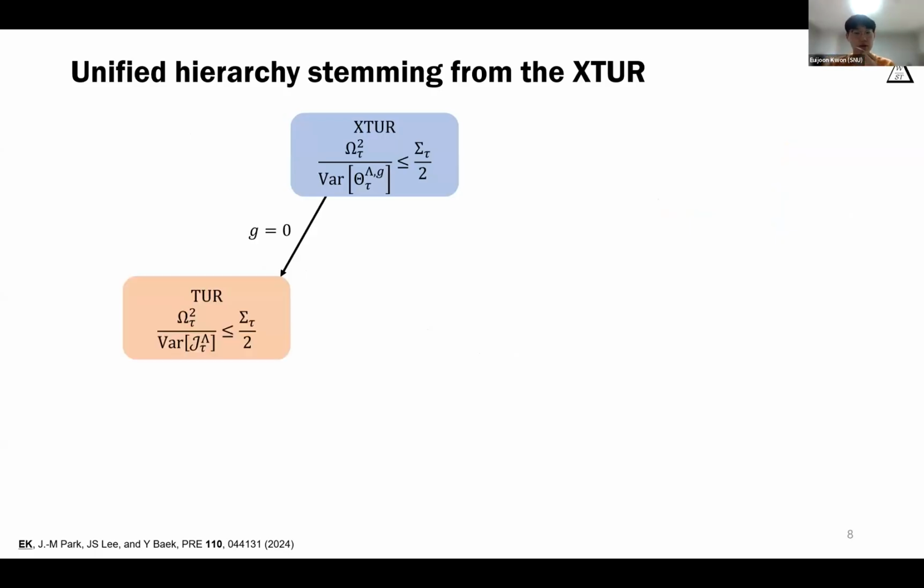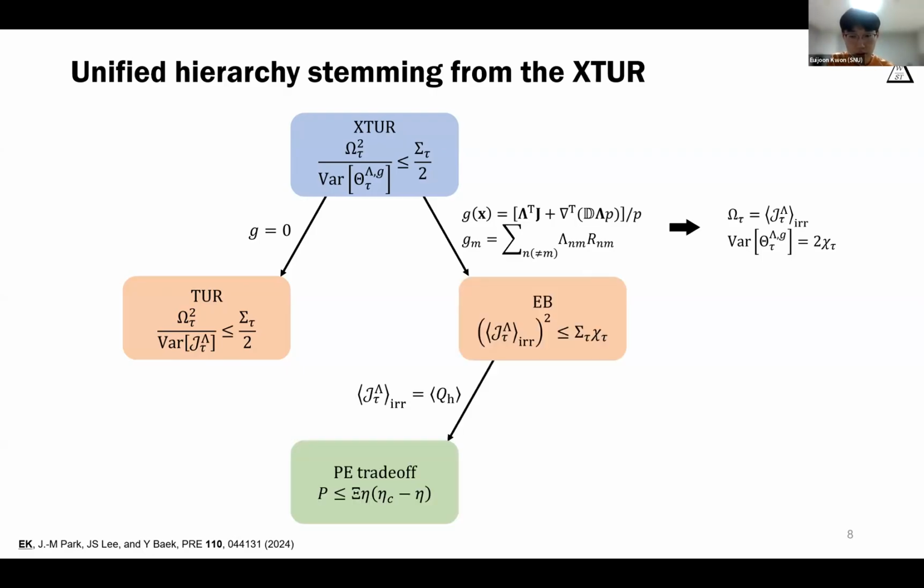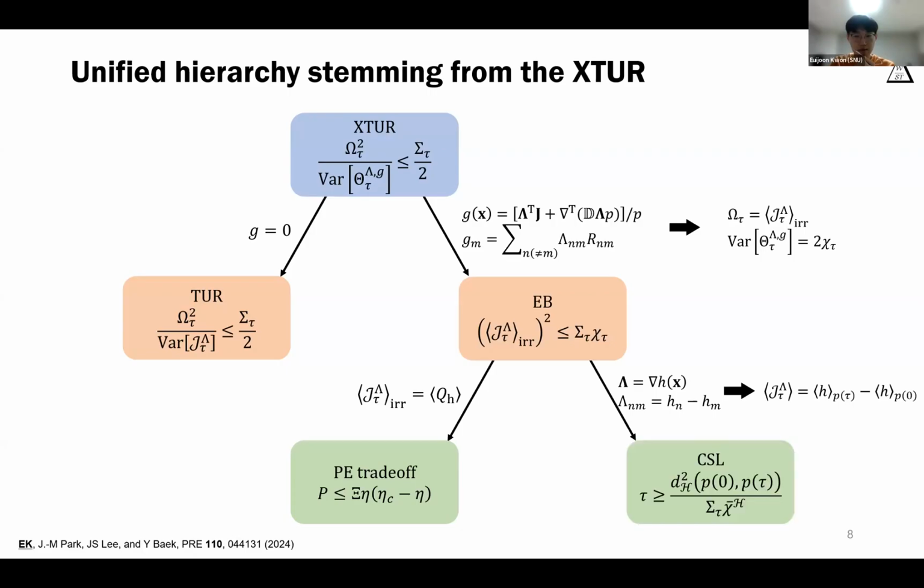So going back to my question, we can use the XTUR to make a hierarchy among trade-offs. Trivially, we can recover the TUR by erasing the state-dependent part, but non-trivially, we can also recover the EB by setting the state-dependent part very cleverly. Here I skip the details, but you can refer to this published paper. Furthermore, we can derive the power-efficiency trade-off for heat engines by setting the current to be the heat from the hotter bath. Finally, we can derive a generalized version of the speed limit by setting the observer in a way that it reduces to a statistical distance.